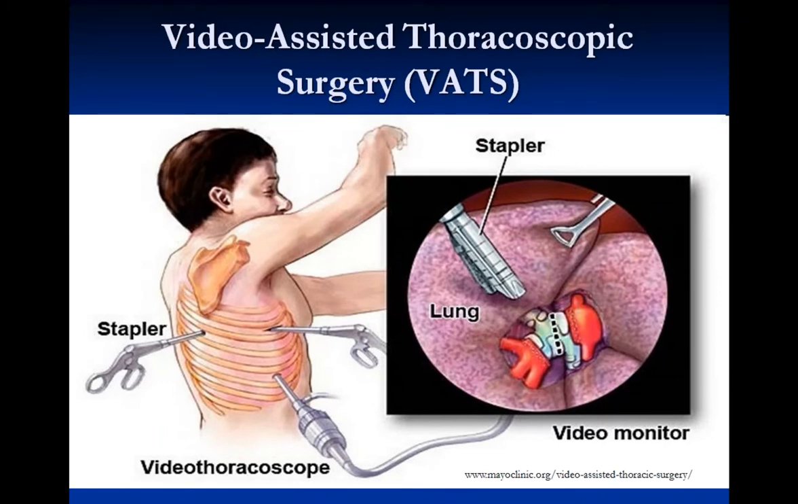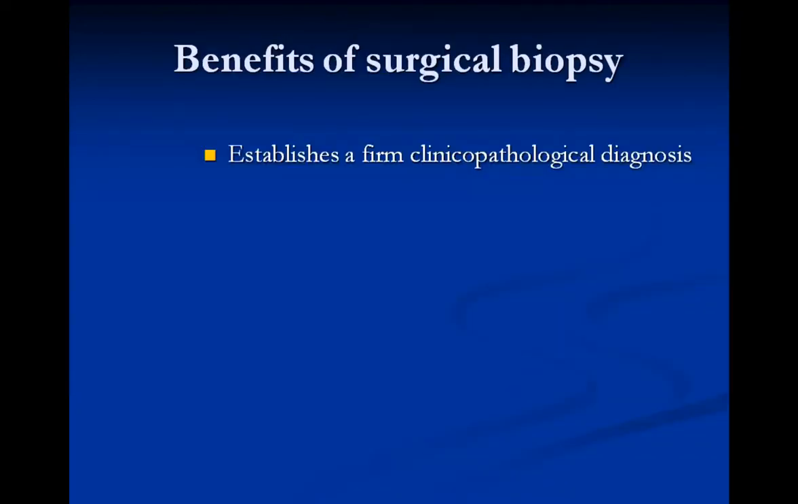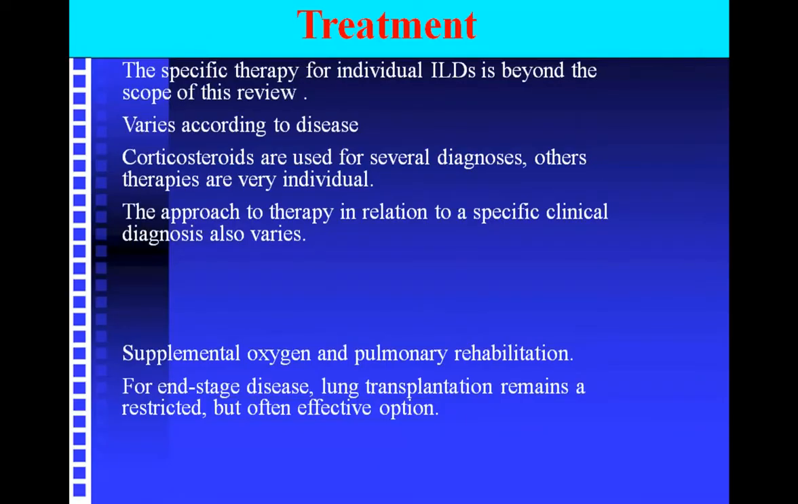Then video assisted thoracoscopic surgery, VATS. This procedure is also used to take the lung biopsy to establish the proper diagnosis of interstitial lung diseases. With surgical biopsy we get a bigger tissue sample that helps in better diagnosis. But as of now we are not doing surgical biopsy because there is one more biopsy, cryobiopsy, with which we also get a good amount of tissue.